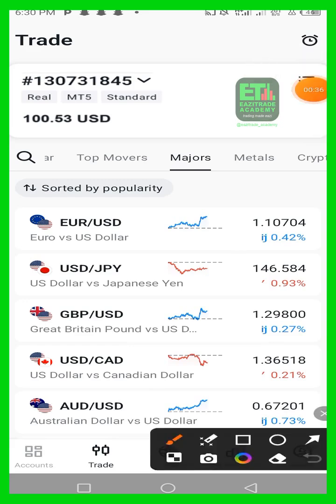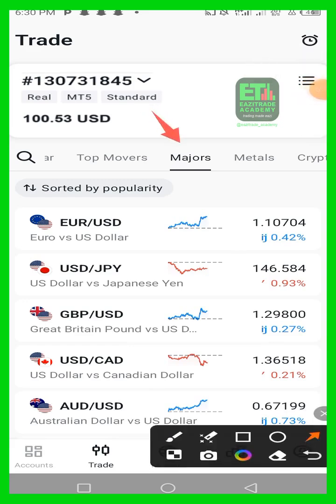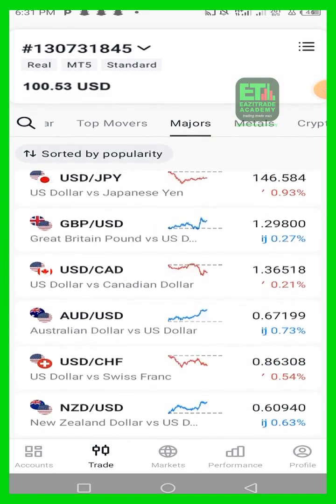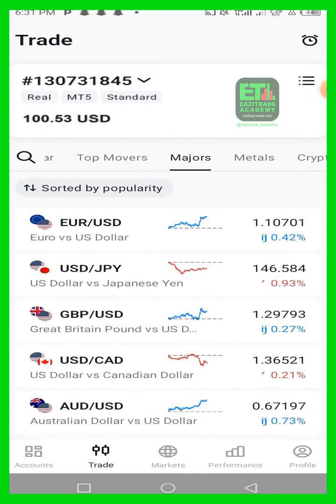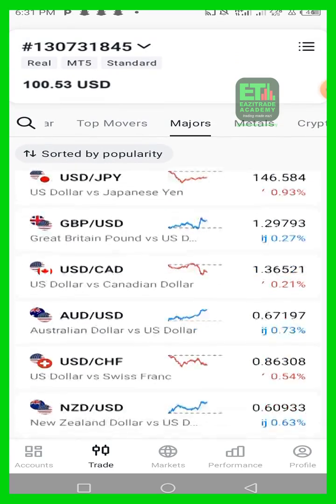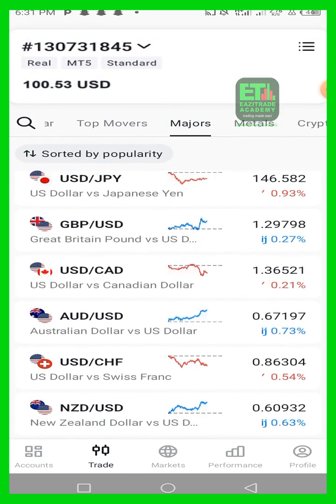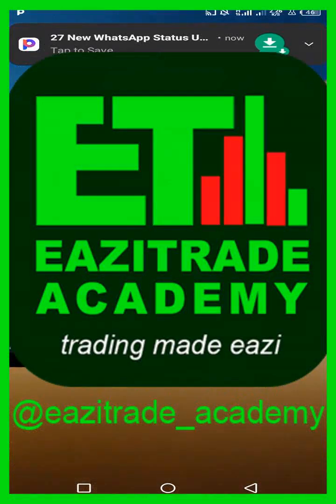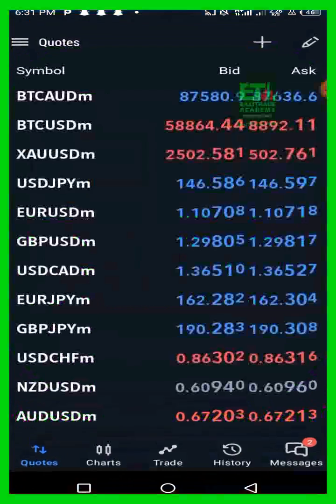Once you click on trade, you click on majors. It will show you the list of major pairs. So we have 1, 2, 3, 4, 5, 6, 7. All of these pairs must be added to your MetaTrader 5. So now let's take a dive into MetaTrader 5.